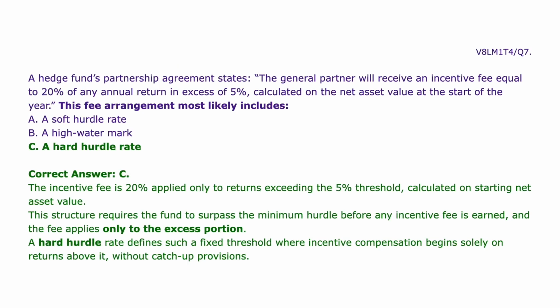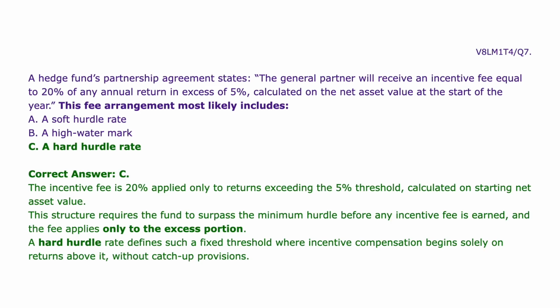The performance fee is earned only after the fund achieves a hurdle rate, the minimum return the general partner must exceed. The formula pays the general partner only on the portion of return above the hurdle. 20% of any annual return in excess of 5% matches the formula exactly. Fee on the part above 5%, not the whole return.